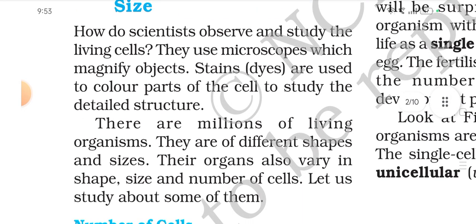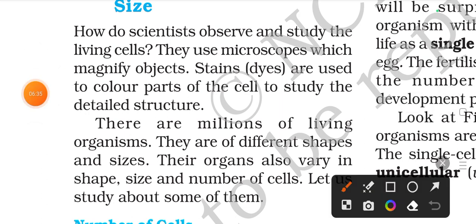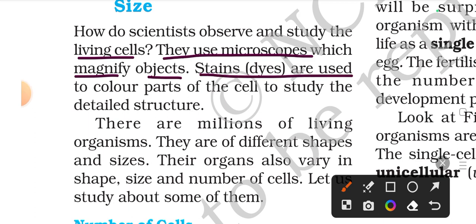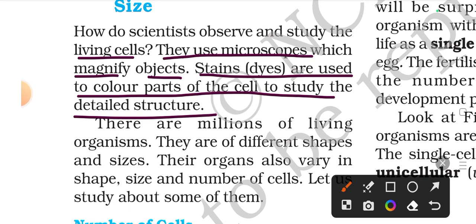So how do scientists observe and study the living cells? They use microscopes which magnify objects. Stains and dyes are used to color the parts of cell to study the detailed structure. Yeah, so that it would be visible for us.